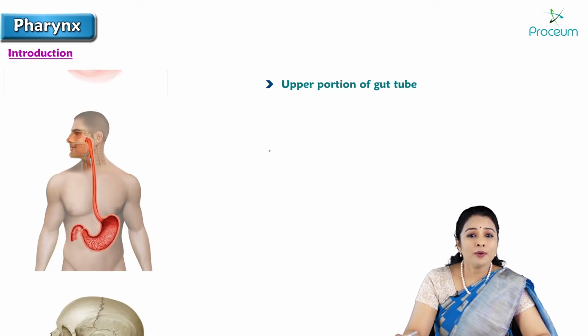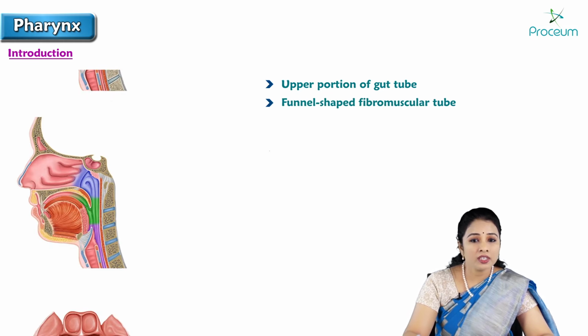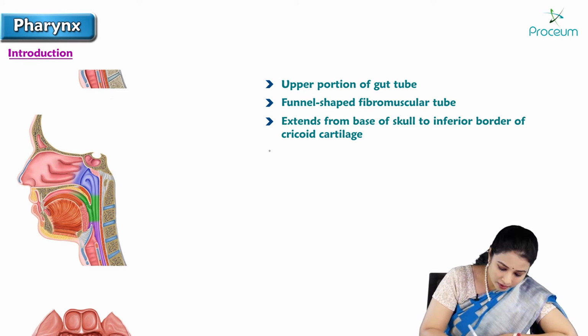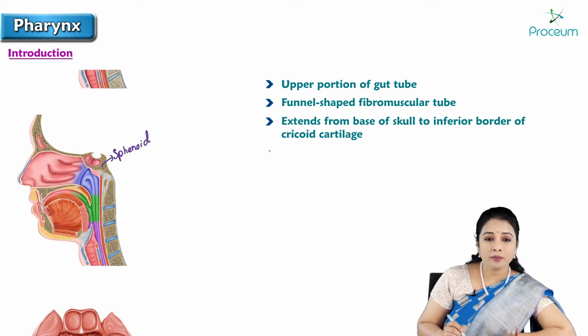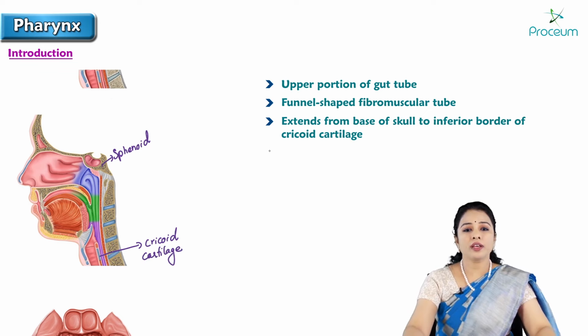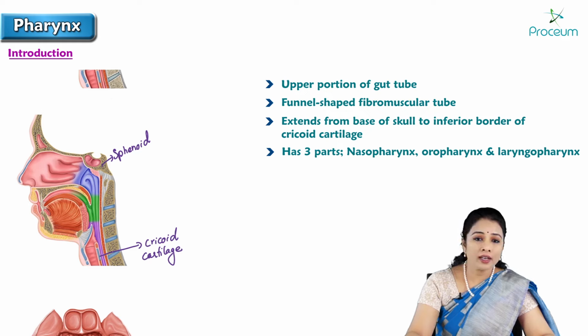So the pharynx is the upper portion of the gut tube. The pharynx is a fibromuscular tube, funnel in shape, and this extends from the base of the skull to the inferior border of cricoid cartilage. So here is the sphenoid, which forms the base of the skull, and it extends below till the cricoid cartilage of larynx. So it has got three parts: nasopharynx, oropharynx and laryngopharynx.